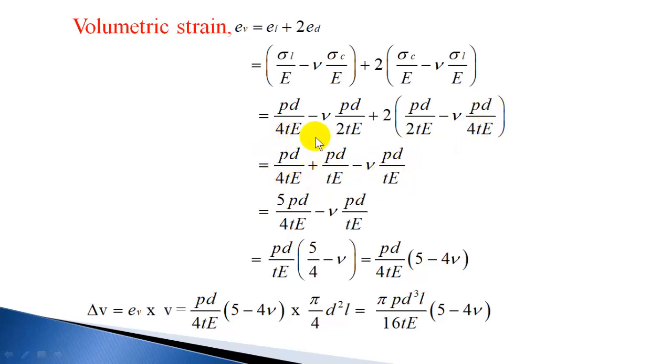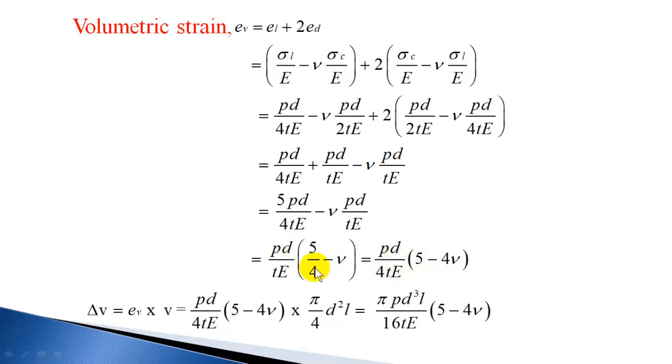Now if you join this together, you get PD plus 4PD, that is 5PD divided by 4TE. So if you combine, you get 5PD by 4TE minus nu PD by TE. Or PD by TE you can take outside, 5 by 4 minus nu, or PD by 4TE you take outside, PD by 4TE into 5 minus 4 nu. So this is the volumetric strain in terms of pressure and the cylinder properties.